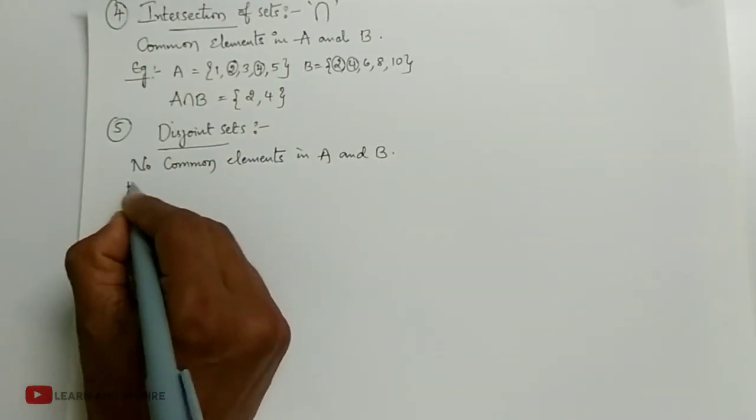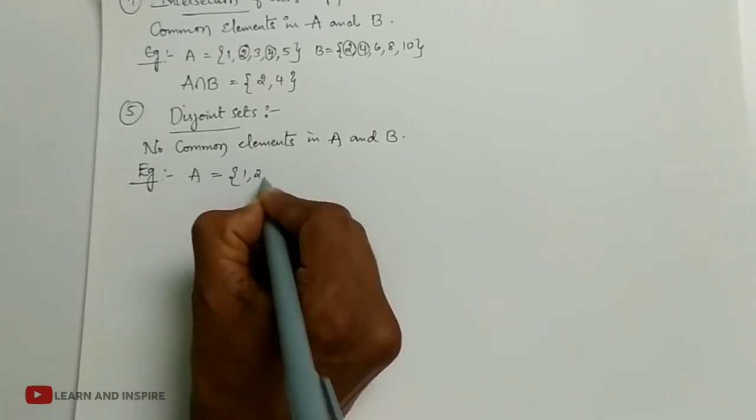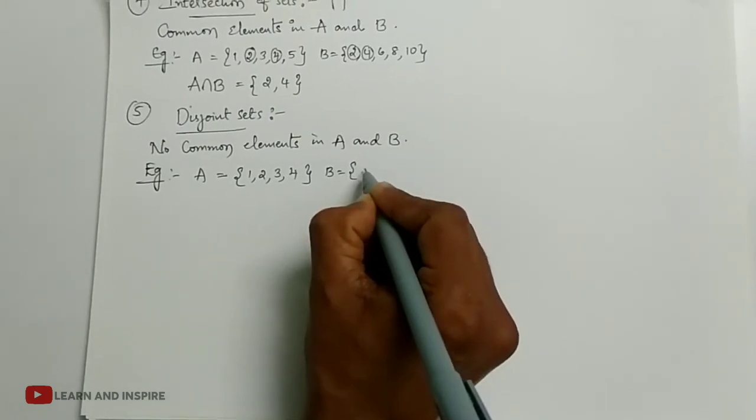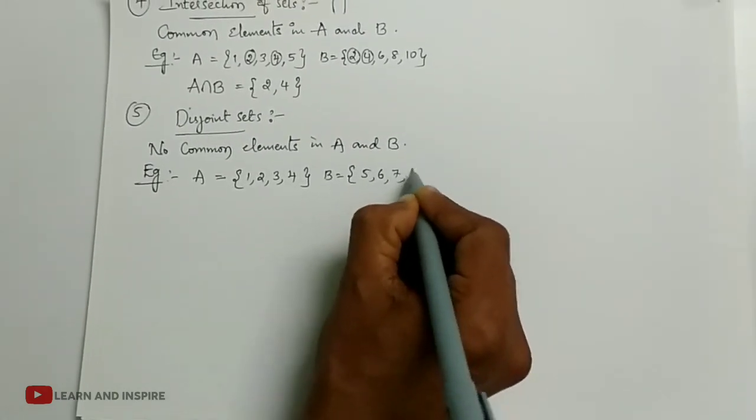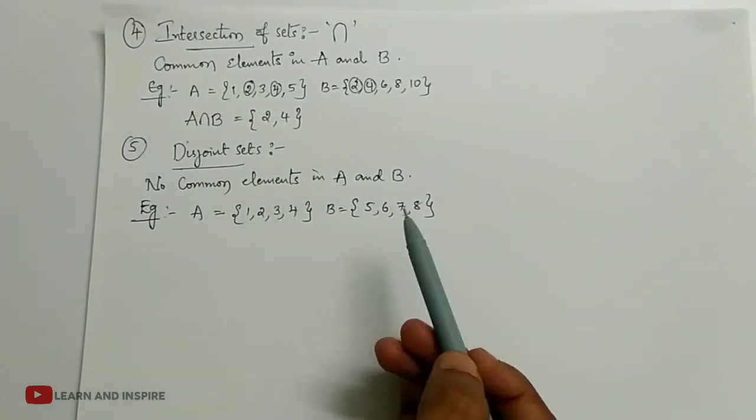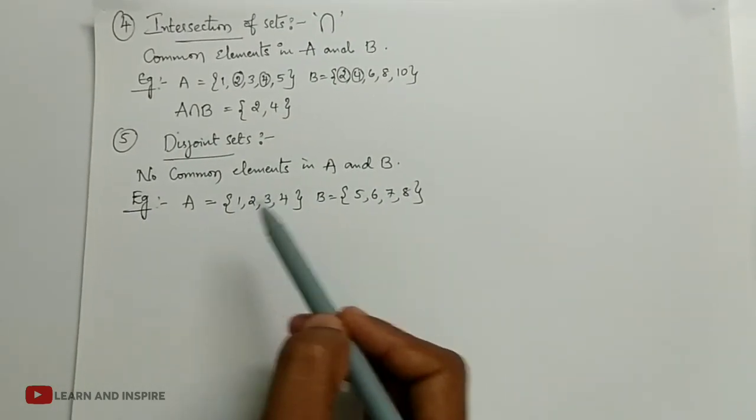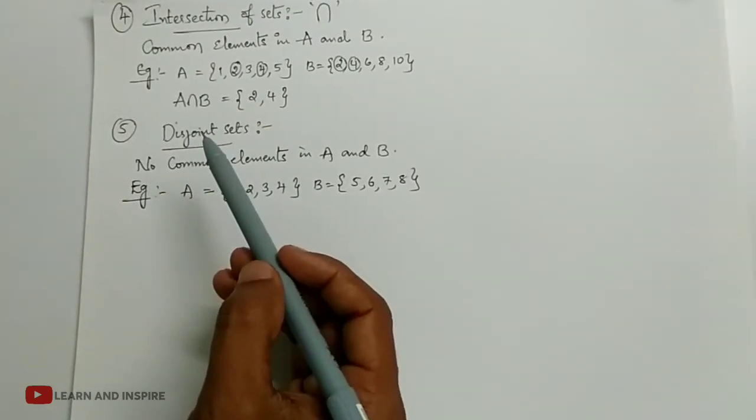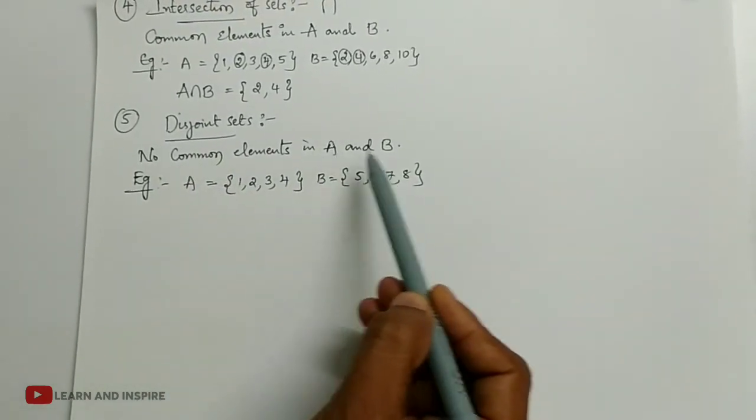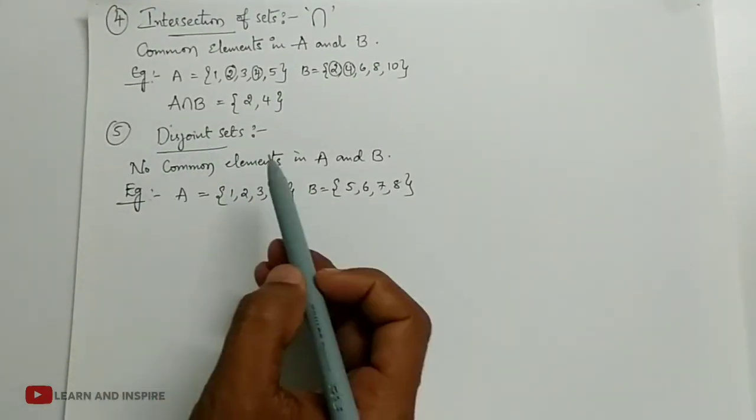Okay, so let us see one example. Set A is equal to 1 2 3 4. Set B is equal to 5 6 7 8. So can you identify any common elements in the first set and second set? There are no common elements in the first set and second set. So such type of sets we call disjoint sets. Okay, so a very simple definition: no common elements in set A and set B are called disjoint sets. So this is the fifth type of set.